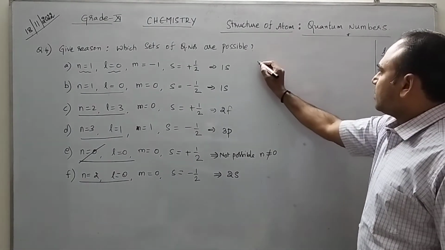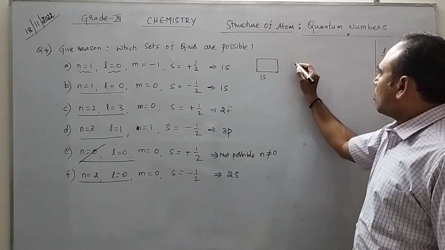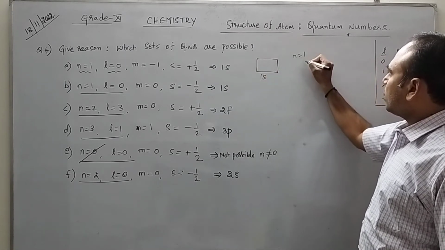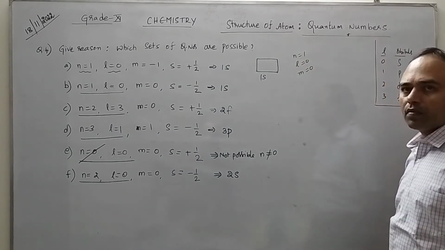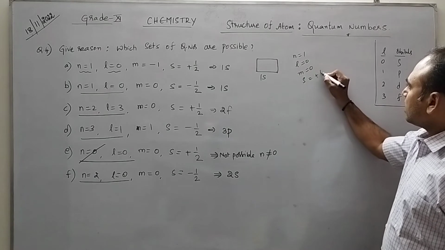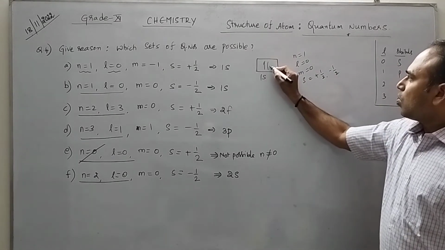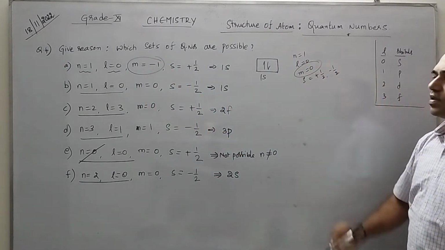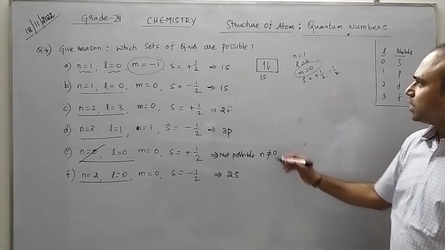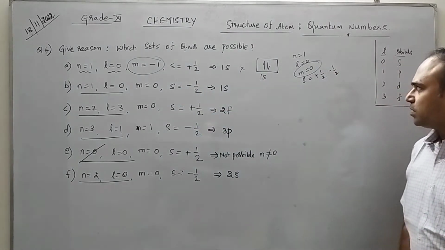Now let us identify whether these are possible or not. 1s is drawn. So in this, what are the values of n? n is equal to 1 you got, L is equal to 0. Now m is 0 and s can be plus half as well as minus half. But what is given? m is minus half, but m is always 0 here. Hence we can identify that this 1s is not possible because m cannot be minus 1.